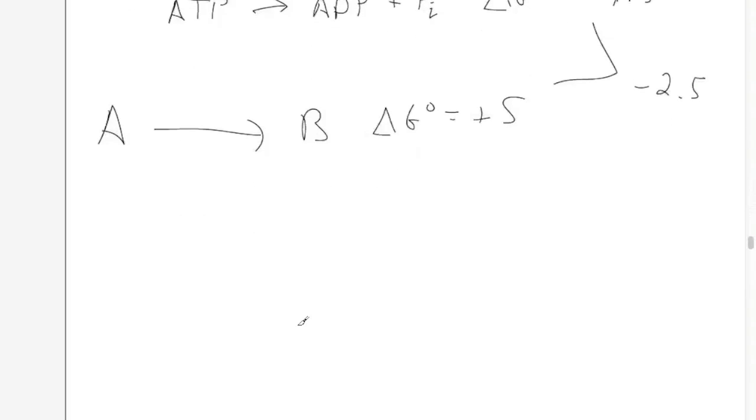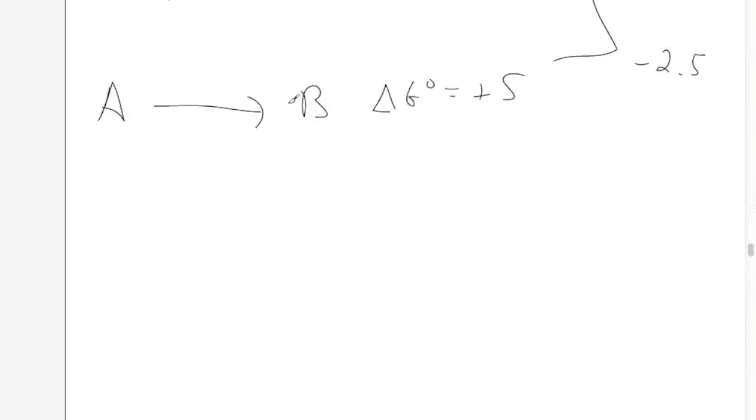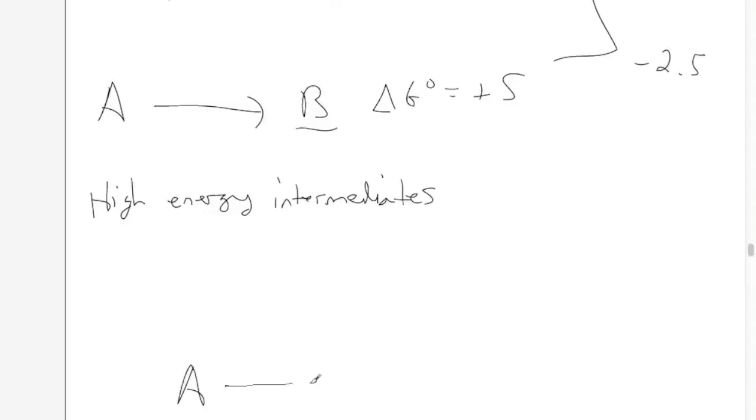Well, how do we couple the hydrolysis of ATP to actually end up with B? How do we make that favorable? Well, this uses the property of what we call high energy intermediates. Okay, and I'll draw out what I mean. If we take A, and we couple it to the hydrolysis of ATP, in this case the phosphate of ATP, this inorganic phosphate, this is the high energy.